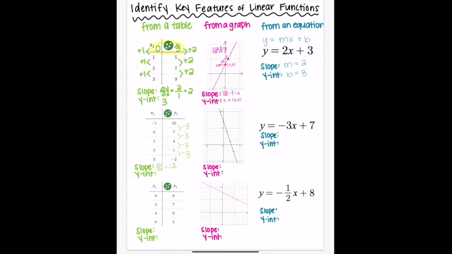Change in x, let's see how the x's are changing. From negative 1 to 0, that's going up 1. And it's going up 1 for each x value. So the x's are changing by 1 each time. All right, so if we were to simplify that, negative 3 over 1 is just equal to negative 3.